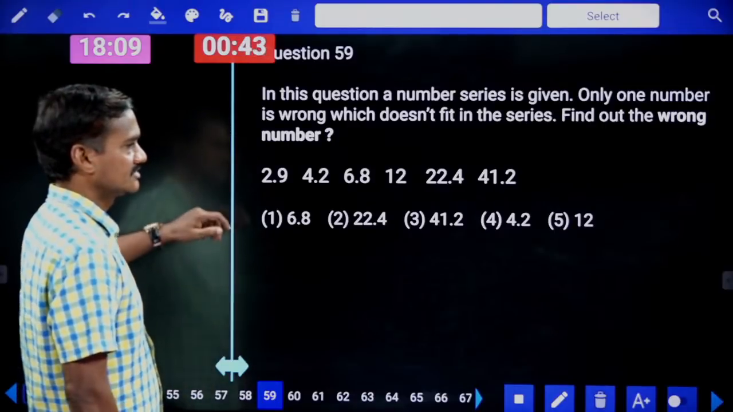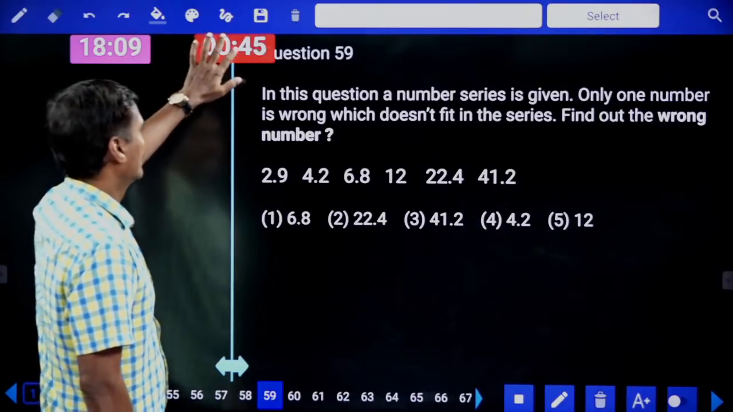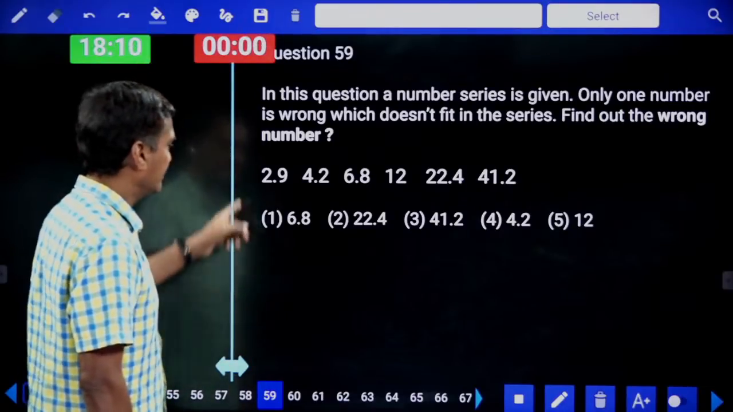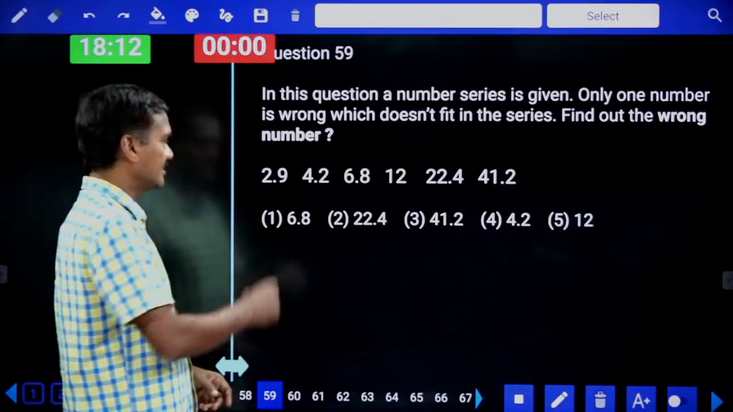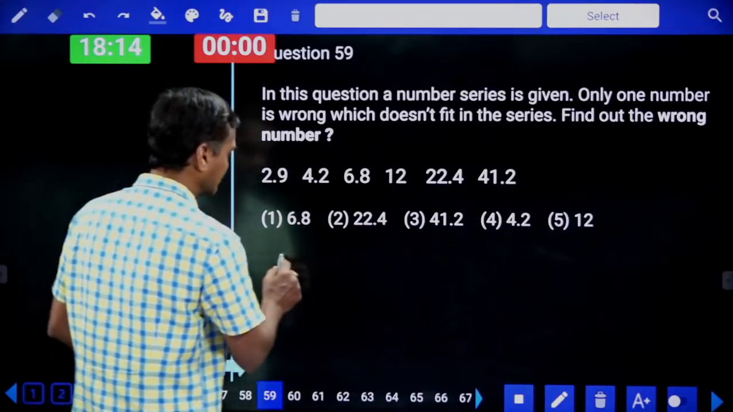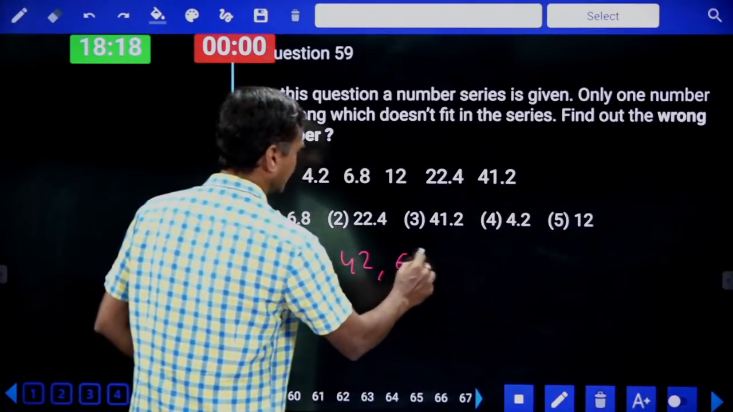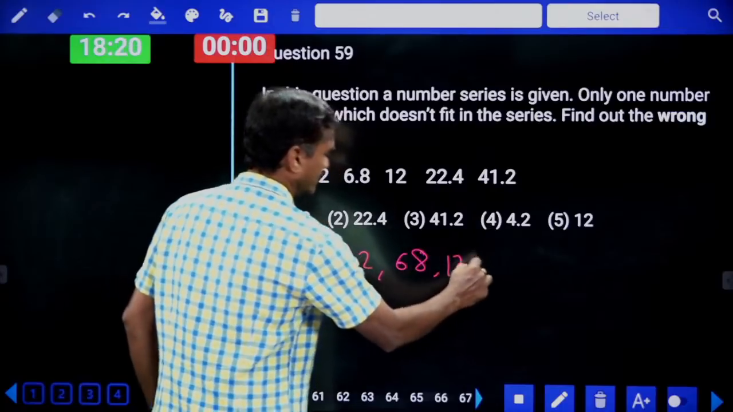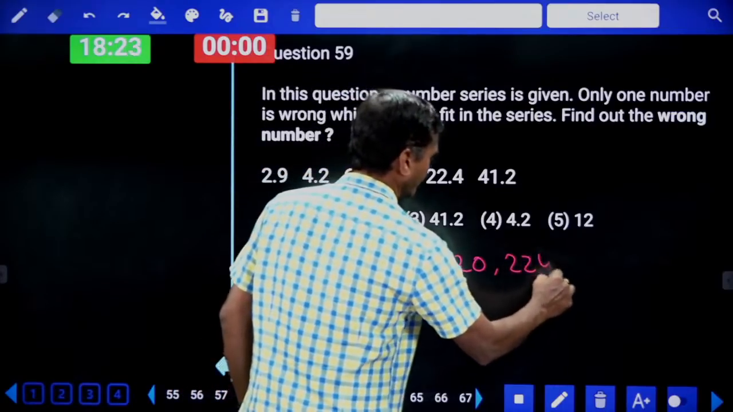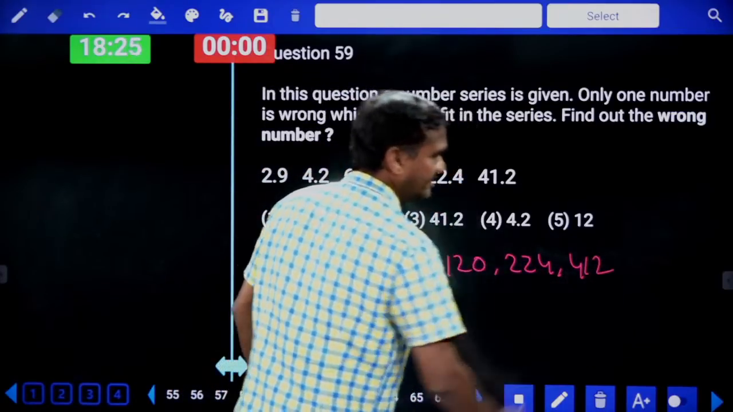Yes, any answer to this? Fine. Then coming to this one. Now if you observe here, the numbers are in decimal form, isn't it? Whenever the numbers are given in decimal, multiply the numbers with 10. Now the given numbers are 29, 42, 68 and 120, 224 and 412, because the difference would be easier.